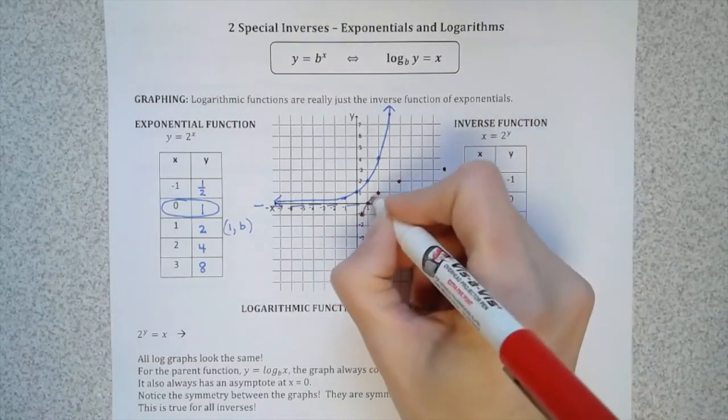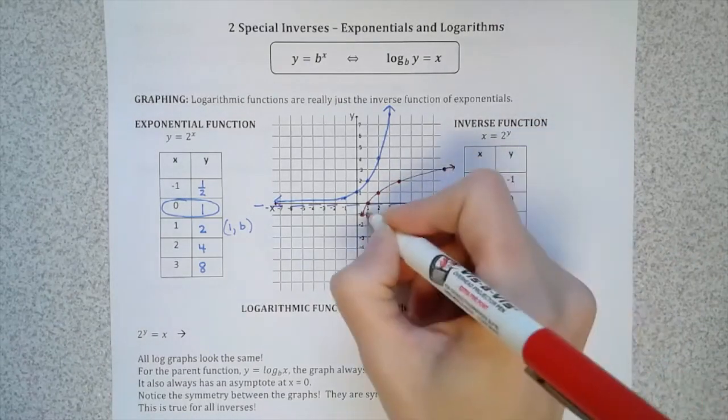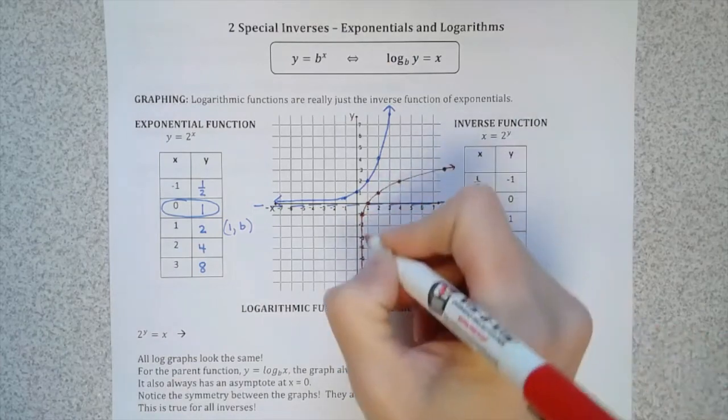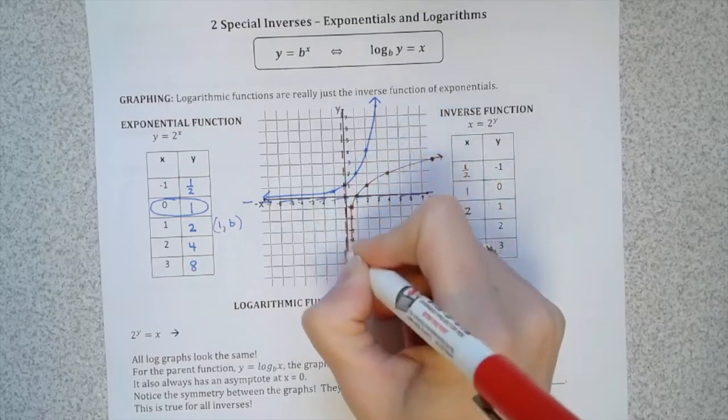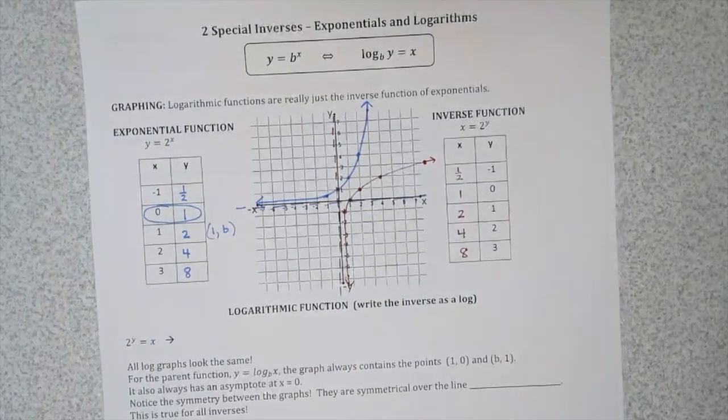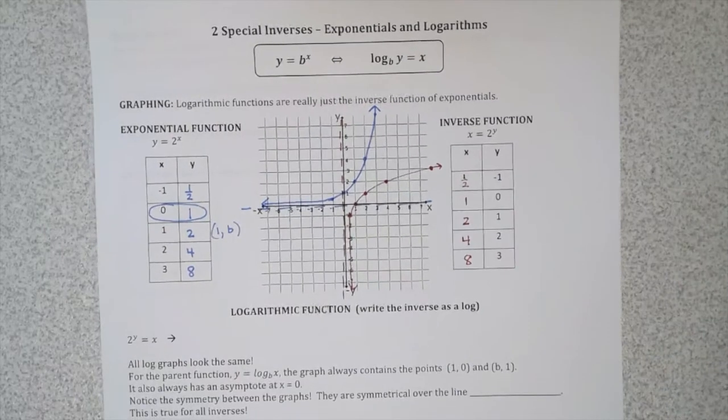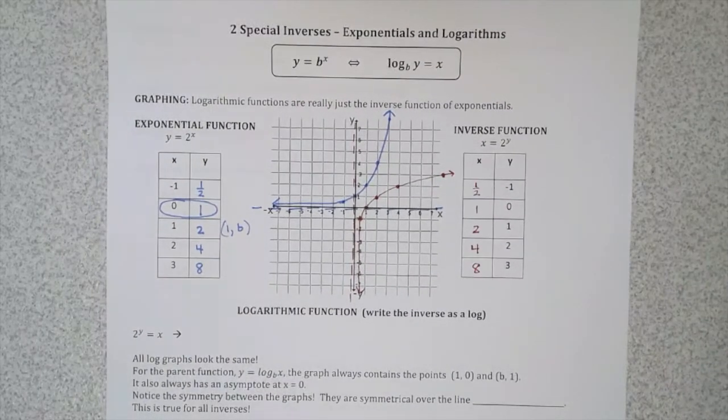When I draw these and connect them, this will go on forever and ever in both directions, and this will now have a vertical asymptote because everything has to switch. And I think from here you guys can see that it's a reflection over the line y equals x. Once again, it's the same thing that happened in our other inverse problems.